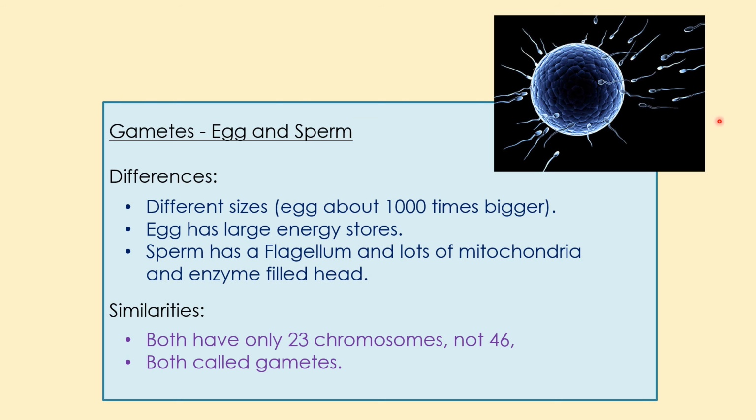And the sperm has a flagellum and lots of mitochondria and an enzyme-filled head to help it move. So the flagellum is the tail. It also has a streamlined shape. And the mitochondria are really important because they do respiration and release energy. And the enzyme-filled head allows the sperm to actually break through the cell membrane of the egg cell to fertilise it. The similarities are they both have 23 chromosomes rather than 46, and they're both called gametes.